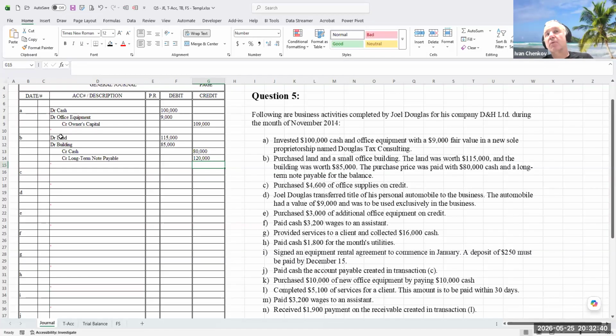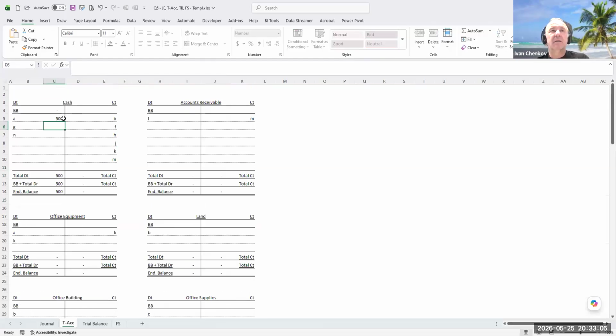So now, once we have the journal entry, we can easily go to the T accounts and post this entry into the T accounts. So far we have two entries. Let's do it after each entry. Let's post it so we don't forget anything. On the first entry, let's go to the T account sheet here. In the T account, first the owner invested 100,000 cash.